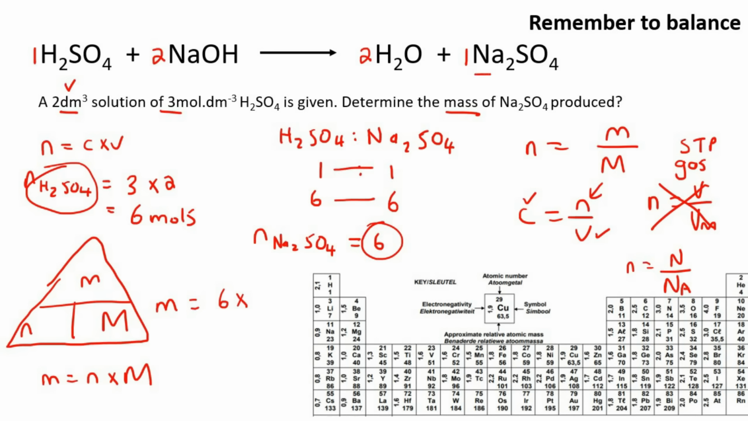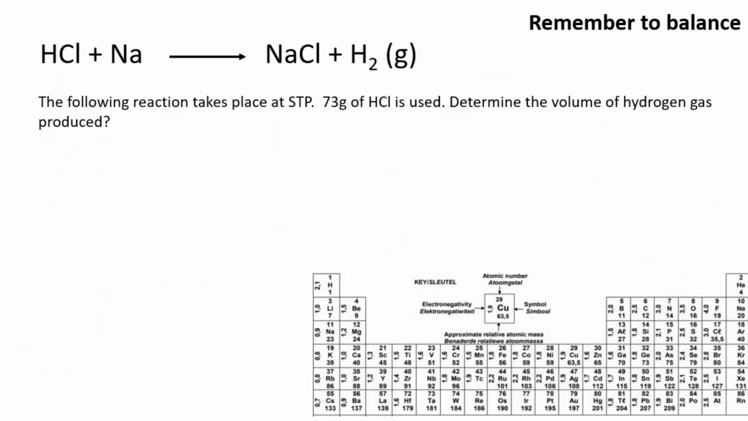You see how it's got 2 sodiums? So m is equal to 6 multiplied by, 2 sodiums, that's 2 times 23, plus 1 sulfur, and each sulfur has a mass of 32, plus 4 oxygens, each one has a mass of 16. If you go calculate this, you get a big mass of 852 grams.